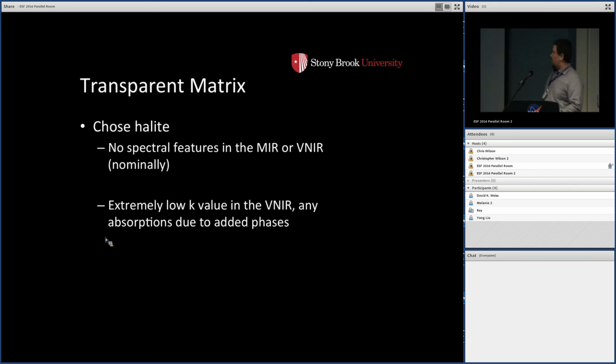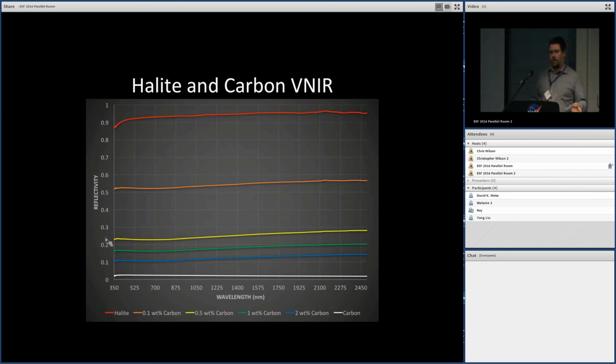Moving on to our transparent matrix stuff, we chose halite because this should be, in quotes, there are no spectral features in the mid-infrared or visible near-infrared. That's assuming that you can get a truly pure halite and that you don't add anything to it in the processing or handling of it in the laboratory, which we have not yet figured out how to do, including purchasing the pure stuff. So this also has an extremely low K value in the visible and near-infrared, so any absorption should be due to something that we've added to it.